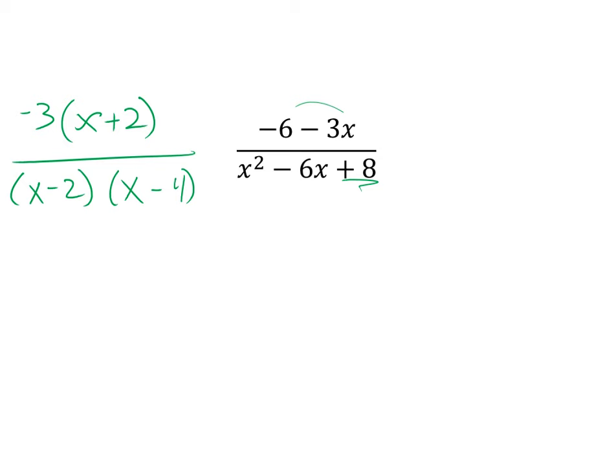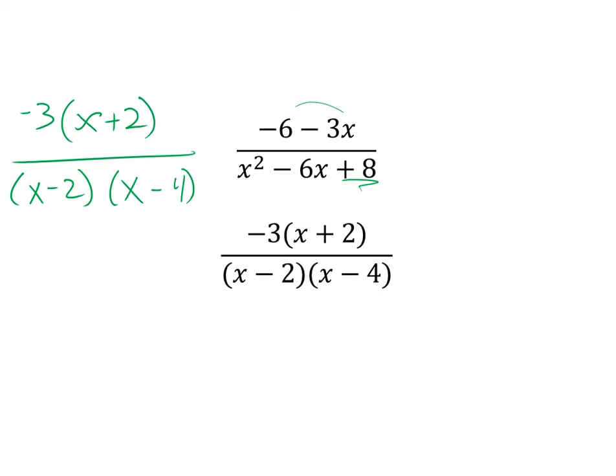And now the question is, can we reduce anything? And the answer is no. We can't reduce anything, so it stays as is. But we've factored it out. And if there was anything the same on the top and bottom, we could cancel it out. But since there isn't, we just leave it as is. This is as far as we can go. Okay.